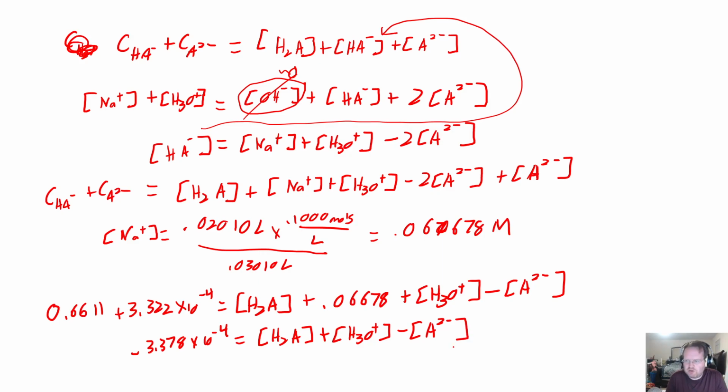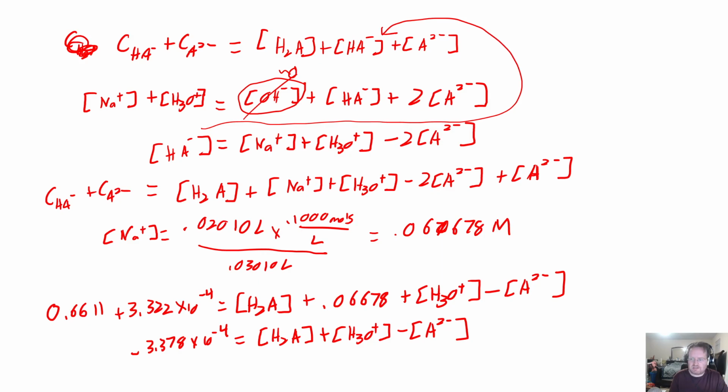Okay, so what I need to do now is reduce the number of variables. I still have 3 variables in this equation. H2A and A2 minus are both concentrations that I don't know the value for. But I do know the value for HA minus. We solved that earlier, it's 0.06611. And I'm going to make the approximation, which is reasonable, that it's a species in large concentration, so it's not going to change a whole lot. So if I can get this in terms of HA minus and H3O plus, then I only have one variable, the H3O plus, which will give me my pH.